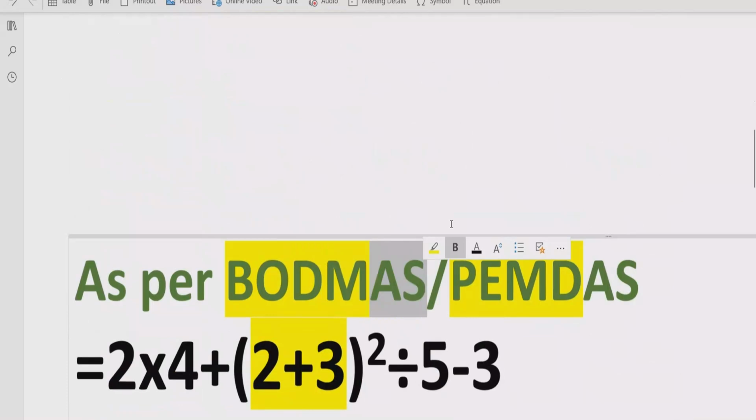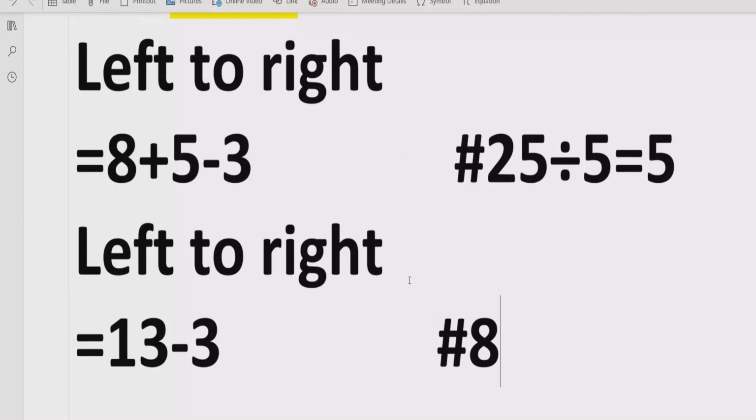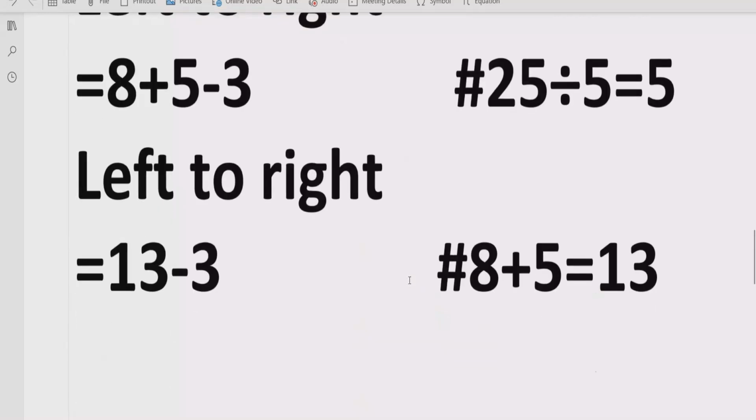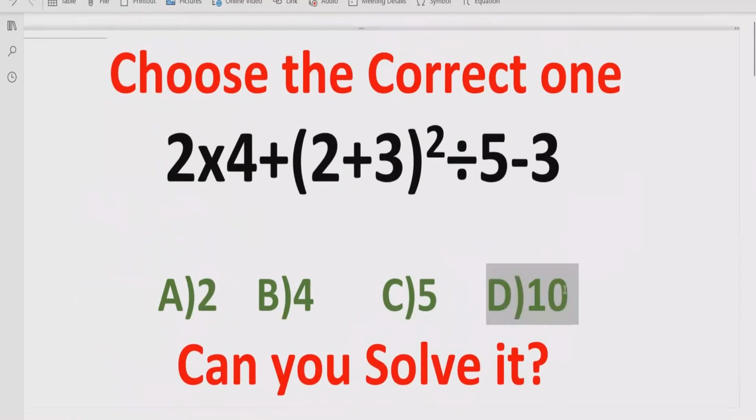Now we have to solve the addition and subtraction, or you can say subtraction and addition. So now we have to go again left to right and find out which is coming first. So now we have 8 plus 5, which equals 13. Minus 3, we will write here as it is. And here we have to give the reference: 8 plus 5 equals 13. Now we have two terms which are subtracting each other. We will subtract both of them and get the answer 10. So the answer of the given expression is 10. If you see the answer list, answer D is the correct answer of this expression.